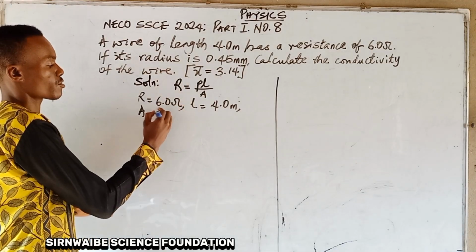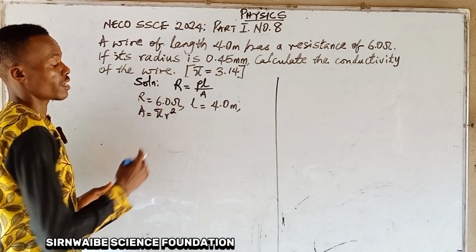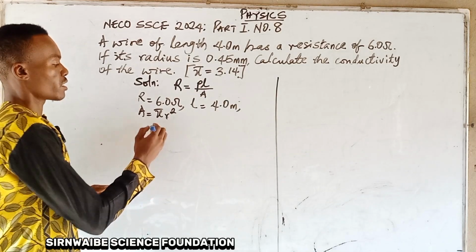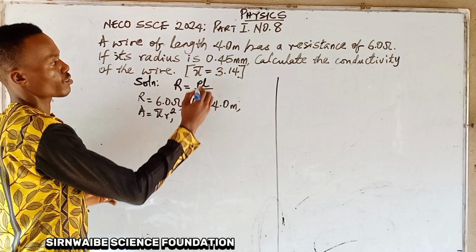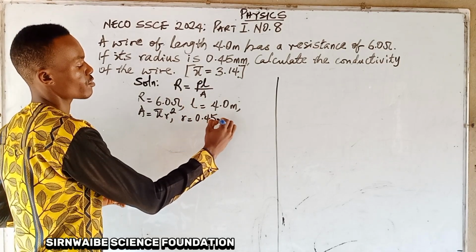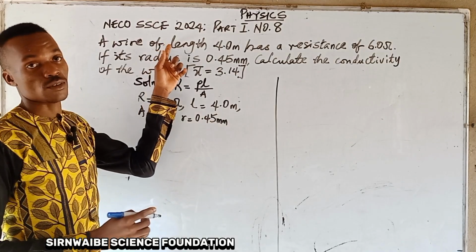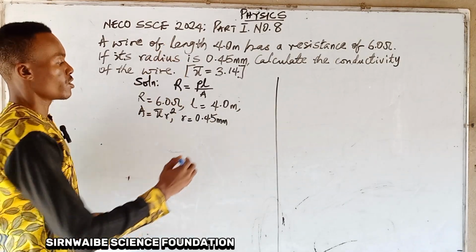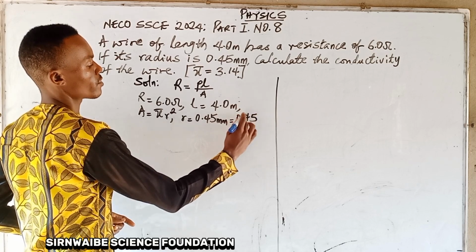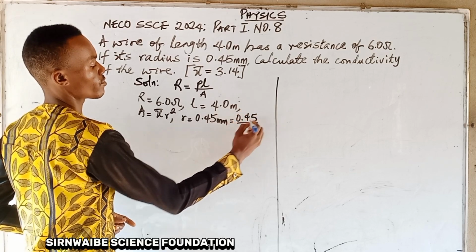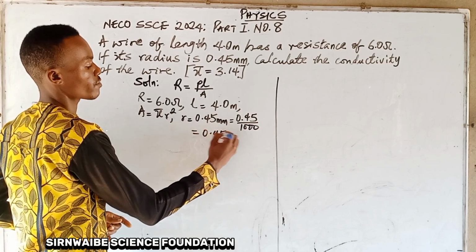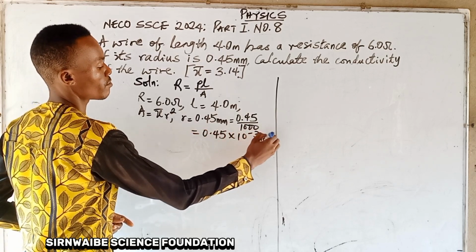We have the radius, so we can employ the formula πr squared to find the cross-sectional area of the wire. Now, r is equal to 0.45 millimeter. So we convert it to meters since the length of the wire is already in meters. If we convert it, it will be 0.45 divided by 1000, which is 0.45 times 10 raised to power minus 3 meter.